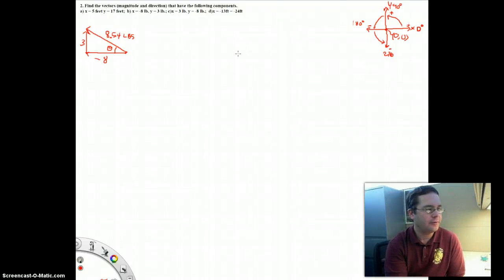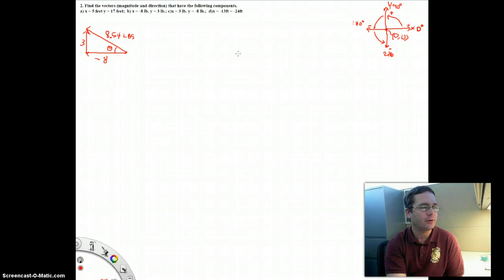So here we are back with week 2 homework problem 2, and where we left off at the end of the last video is we were working on part B of this problem. And recall that part B involved a force to the left of 8 pounds, which was expressed as x equals negative 8 pounds, and a force vertically upward of 3 pounds, which was expressed as a 3 in the upward direction.